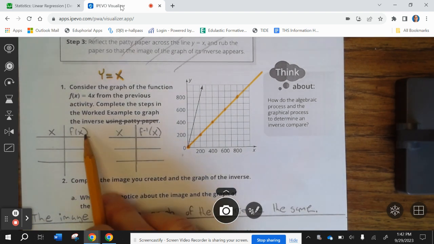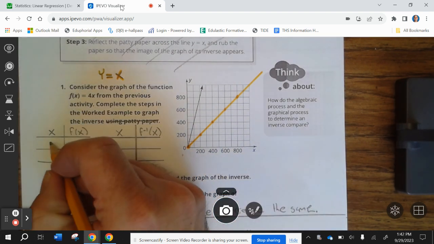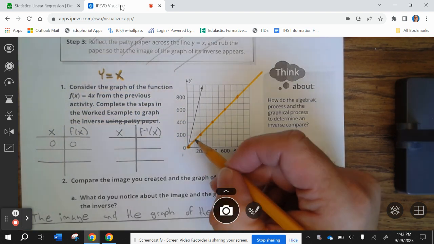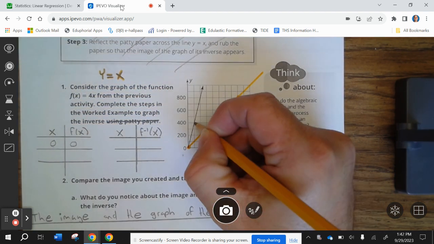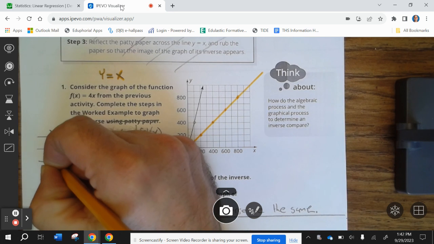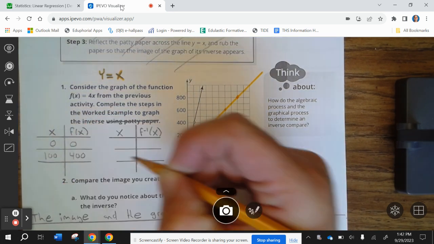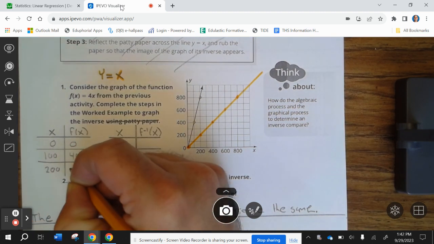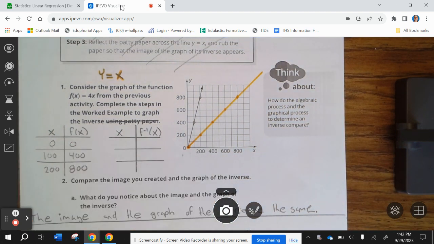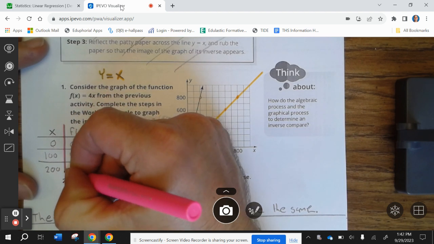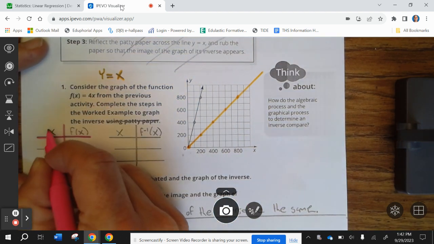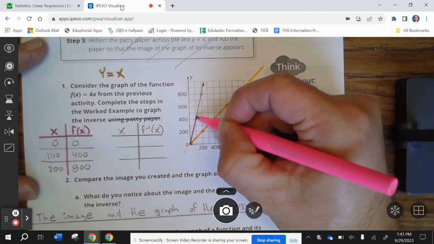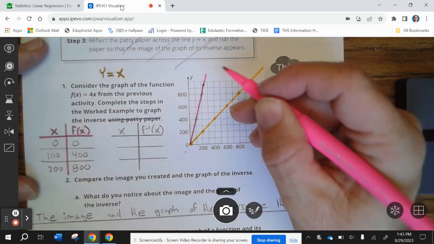Now, to graph f of x, that's 4x. So that's this line right here. So we can use the point 0, 0, and it looks like 100, 400, and 200, 800. And let's go ahead and graph that in pink. So that's this line right here.